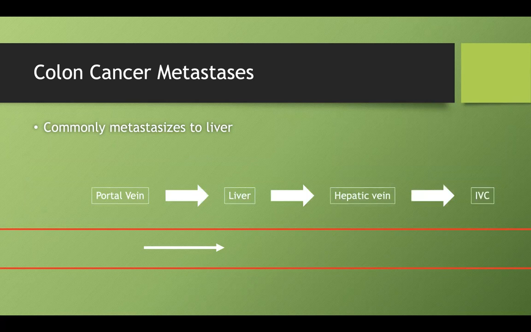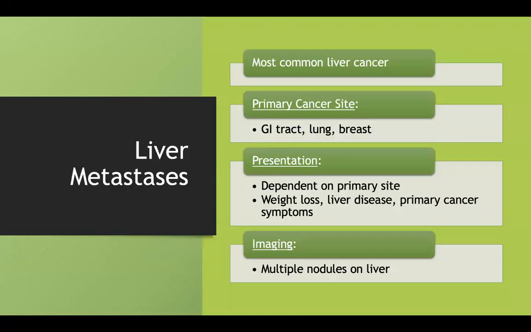So what drains into the portal veins in the first place is our GI tract. So if you had some sort of cancer and you wanted to release little cancer cells throughout your body, it would first go to the portal vein and then it would end up in the liver. And this is from our liver section, which comes up later on. You can see that right here, the GI tract is the most common primary cancer site for liver metastases.